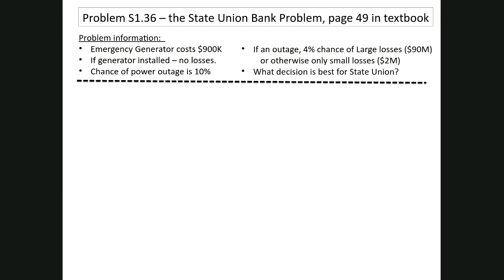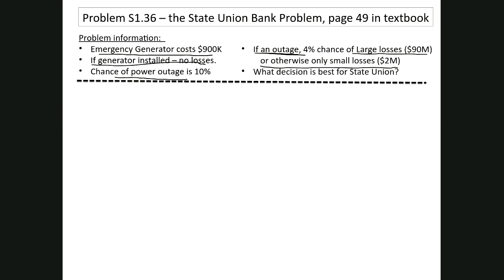So here's a summary statement of the problem. The bank could purchase an emergency generator. And if that generator is installed, there's no losses. But if it's not installed, there could be a power outage. And if there is an outage, there's a 4% chance of large losses. Otherwise, there's only small losses.